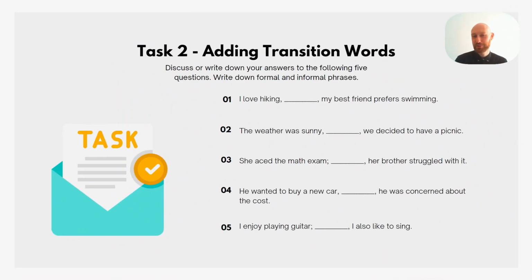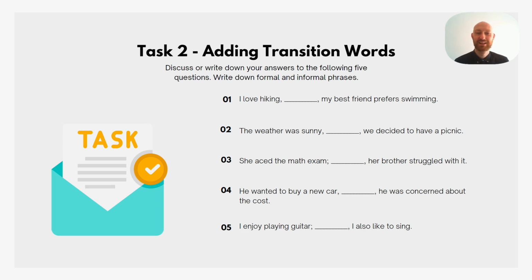Welcome back to the video. How did you do with task number 2? Let's have a look at some examples. Number 1, for example, I love hiking, blank. My best friend prefers swimming. What type of point are we using? If you say we're using some sort of contrasting point, then I would agree with you. I love this, however, my friend prefers this. So however, therefore, on the other hand, if you used any of these, good job.